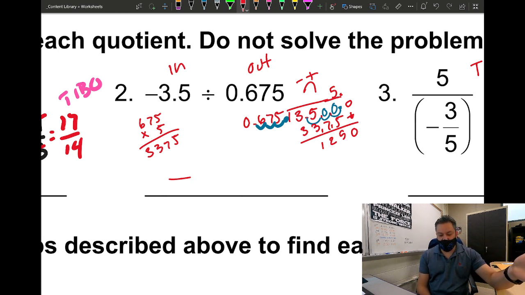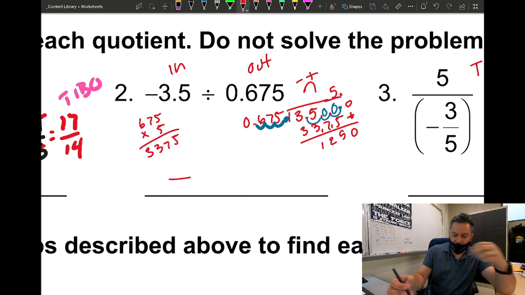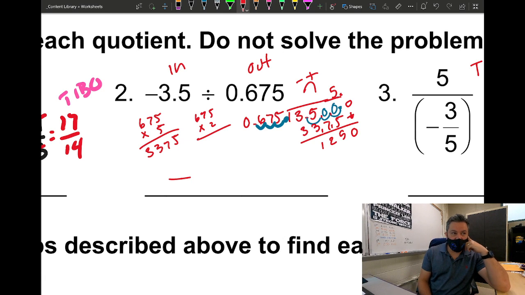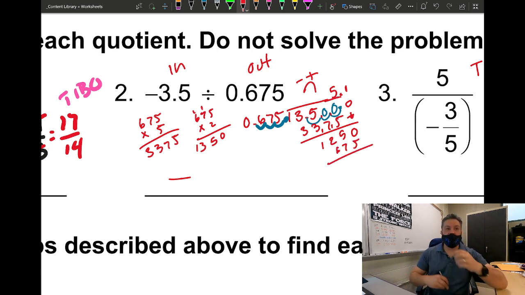Now, 675 times 2 is how much? Let's do that. 675 times 2. If we get 1,250, then we're going to get a remainder of 0, correct? So this is 0, carry the 1. 7 times 2 is 14, and 1 is 15, carry the 1. And this is 12, and 1 is 13. So we went over, right? So it's not going to be 2, it's still going to be 1, right? So we're going to put a 1. 1 times 675. And then we're going to subtract again.